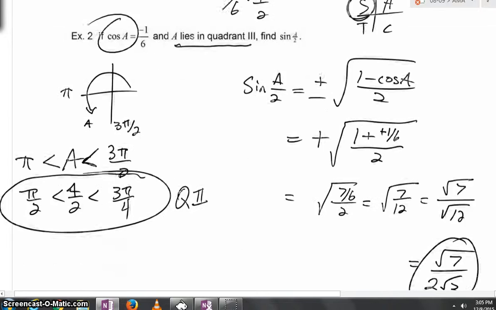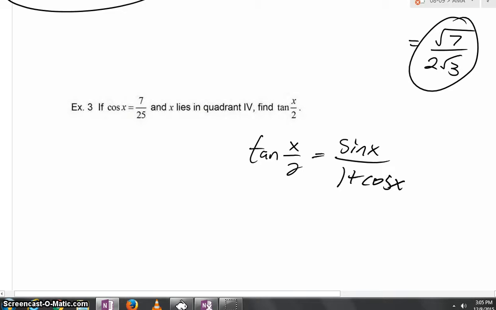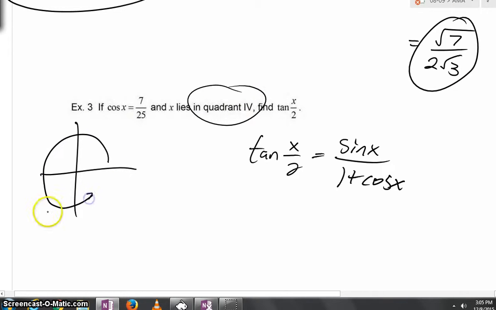And again, you're going to have this formula out in front. So the very first thing I want to point out to you is the tangent of x over 2 is sine of x all over 1 plus the cosine of x. No need to worry about a plus or a minus. If you know what the sine of x is and the cosine of x is, you're pretty much done. Well, we pretty much are almost done. Look, we're in the fourth quadrant. You can draw angle x right here.